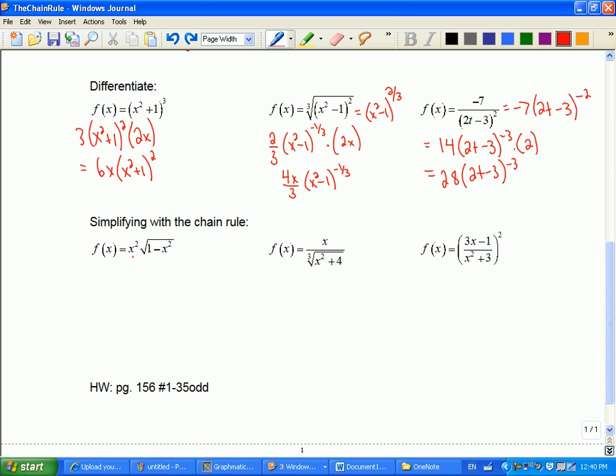How could I move this product inside that other function there? Yeah, so it would end up being x to the 4 on the inside.